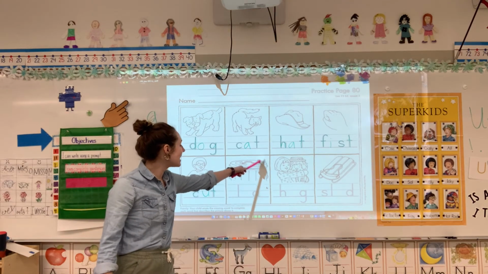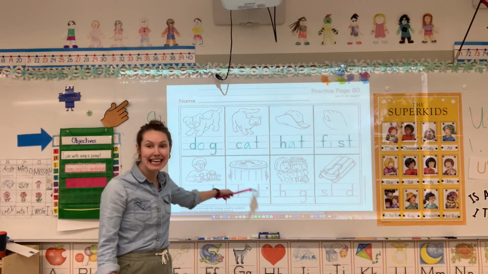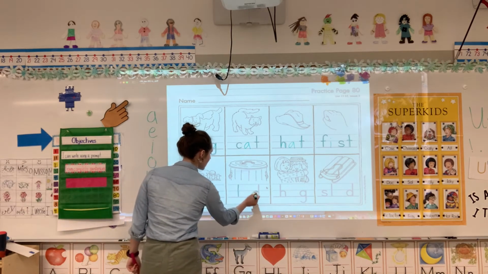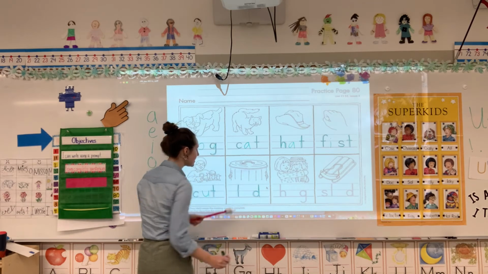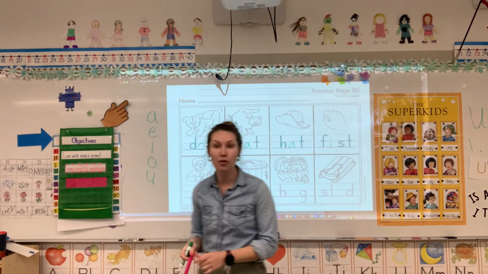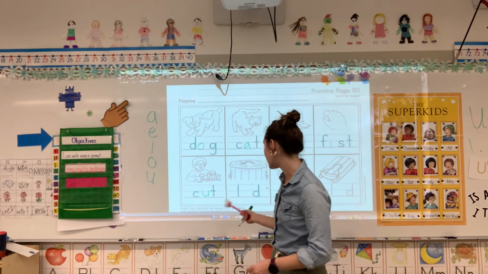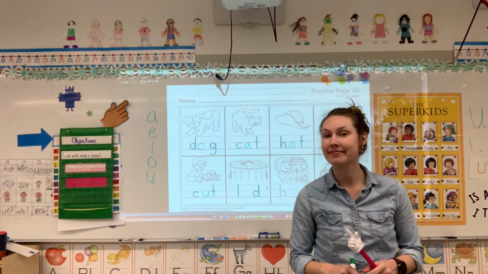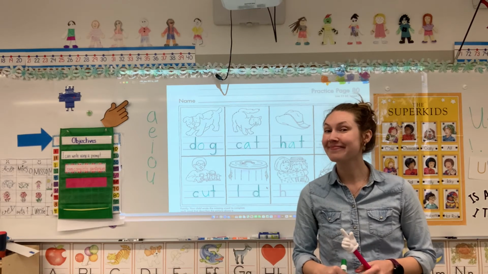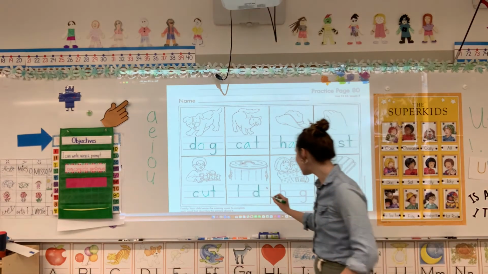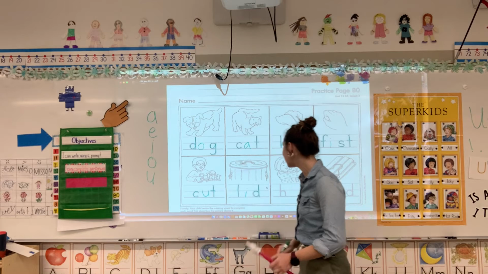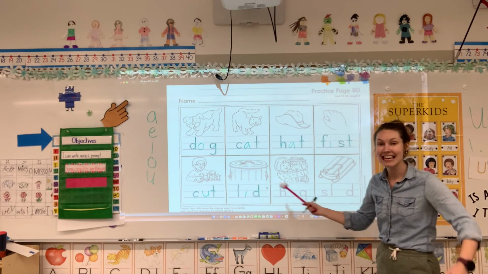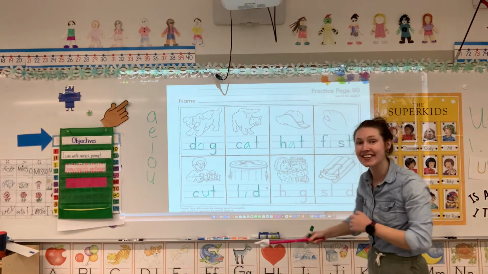Next, we have a lid. Lid. We have our consonants L and D. Now we need to put a vowel in the middle. Which vowel do we need to add for lid? Lid. That's right, that letter I sound. Very good. Lid.